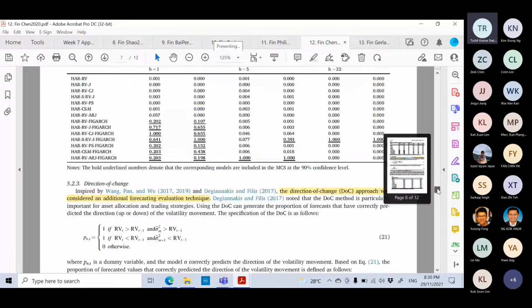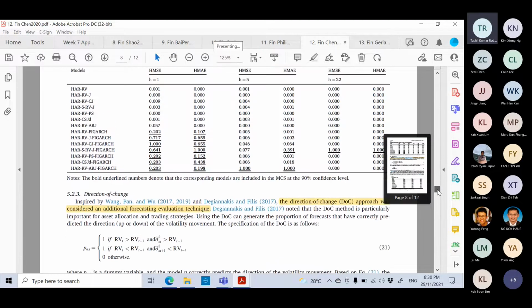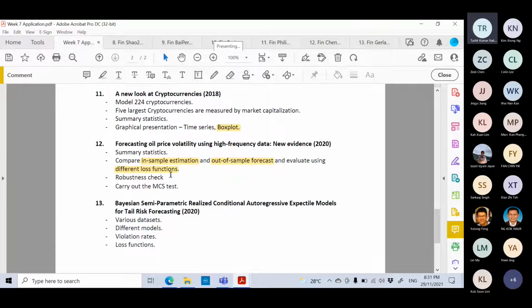Then finally, they also carry out hypothesis testing to measure how good the out-of-sample forecasting performance is, based on their models and the other existing models. The results are presented here. If you know what the MCS test is, then you may know how to read the data. Other than that, we need not go through it in detail. So this is what they have carried out, what I have shown to you.